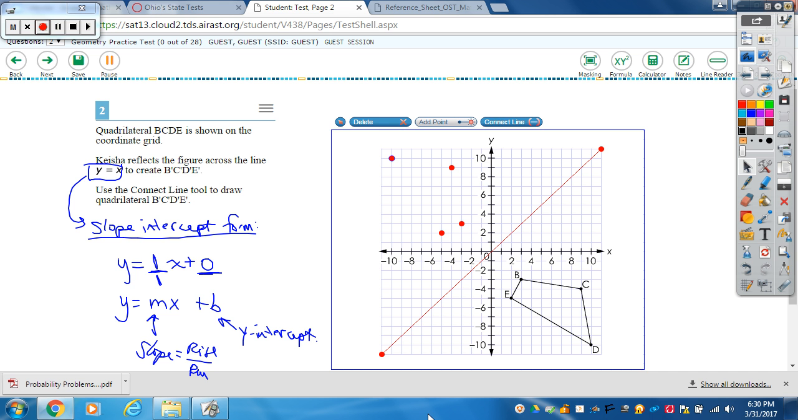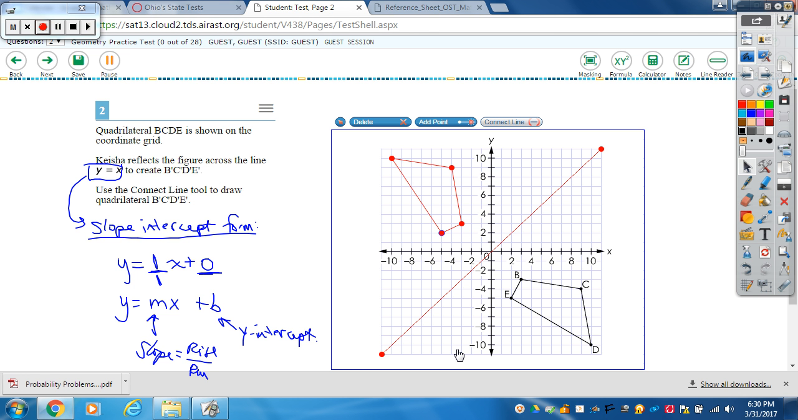E prime, C prime, and D prime. So I would still want to come back and connect these dots. And you'll notice there I'm having to click on it again. And now my answer is good.